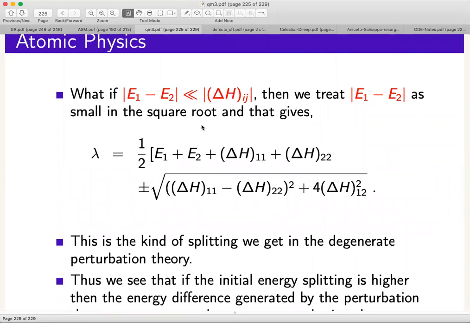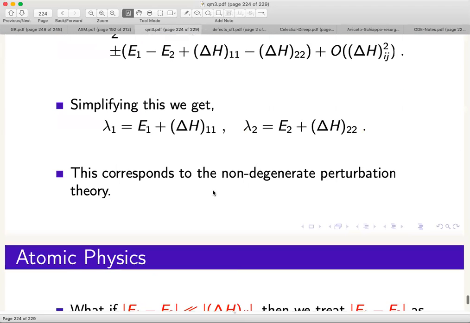Okay. If you want to utilize this in atomic physics, then you can clearly see that if you think of E1 and E2 as electronic energy states, then there is really nothing to think about, because electronic energy states are separated by very high energy difference compared to, say, fine structure or hyperfine structure splittings. Therefore, if E1 minus E2 are differences in electronic energies, then you would always be using non-degenerate perturbation theory and never use expressions of this kind. You'd use expressions of that kind.